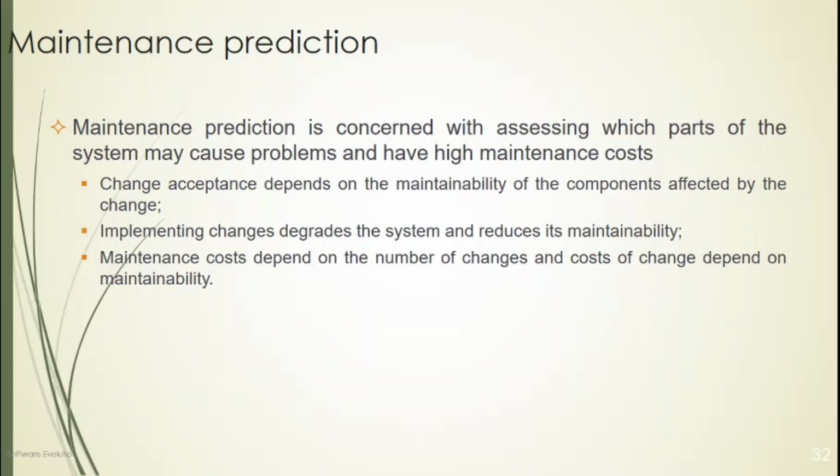Predicting the number of changes required for a system requires an understanding of the relationship between the system and its environment. Some systems have a very complex relationship with their environment, so that changes in the environment are inevitable, resulting in changes to the system. We need to evaluate the relationship between a system and its environment.